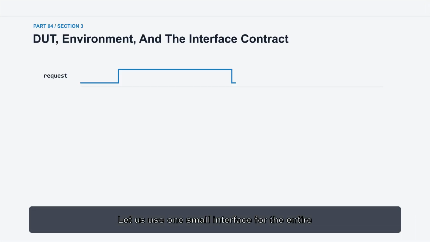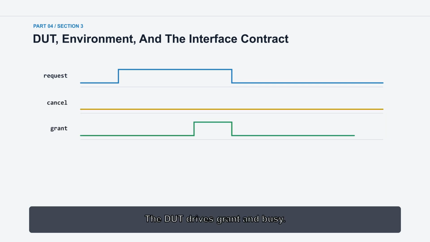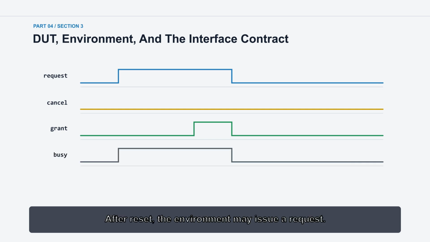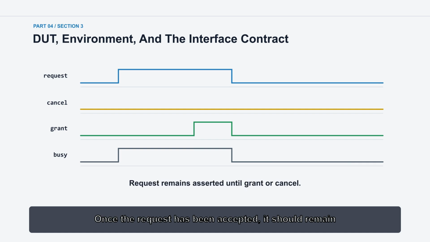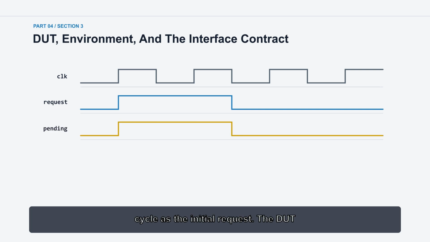Let us use one small interface for the entire lesson. The environment drives request and cancel. The DUT drives grant and busy. After reset, the environment may issue a request. Once the request has been accepted, it should remain asserted until the DUT grants it or the environment cancels it. Cancel is optional in our example, and it cannot occur in the same sample cycle as the initial request.